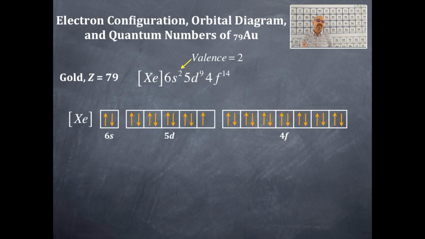Okay, so is gold paramagnetic or diamagnetic? This is the orbital box diagram of gold right there before you. And from the orbital box diagram, we can determine paramagnetism or diamagnetism. Remember, paramagnetism has at least one unpaired electron, if not more. Diamagnetism has all completely paired electrons. So gold is paramagnetic because there's one unpaired electron, and that is in that 5d in that last box, in the m sub l of 2.